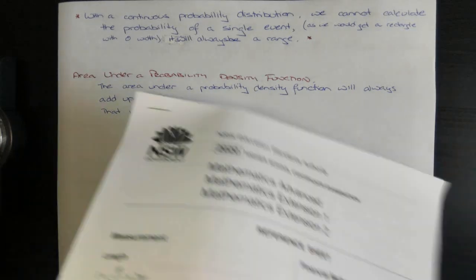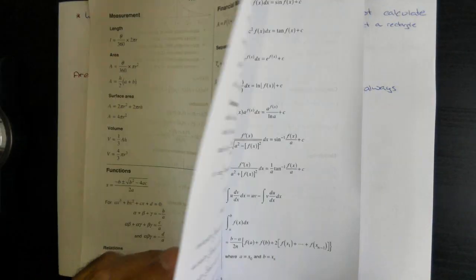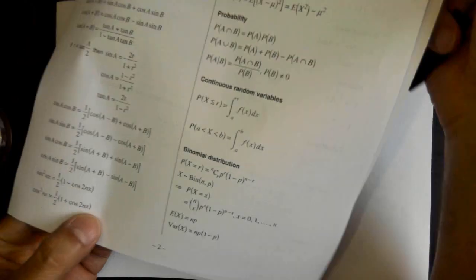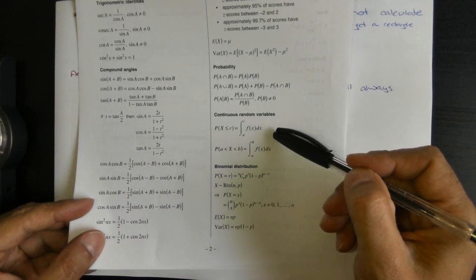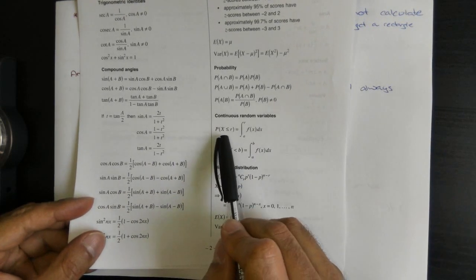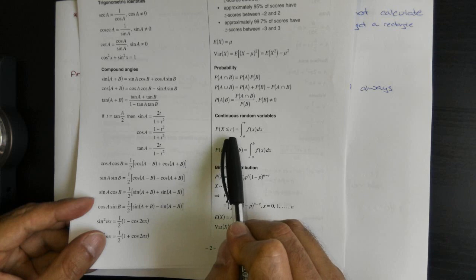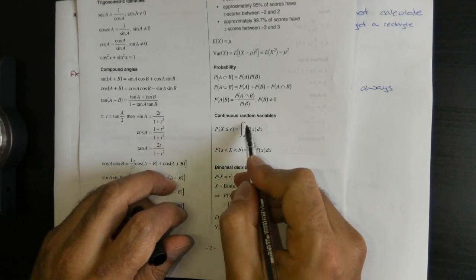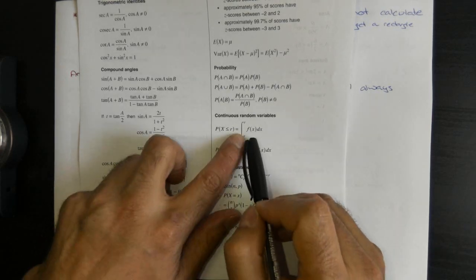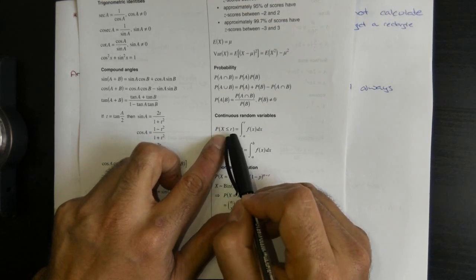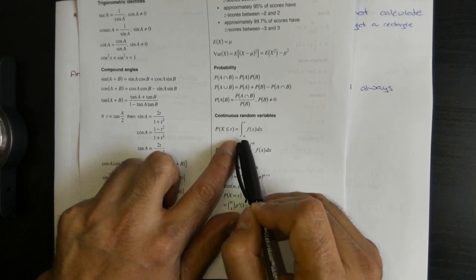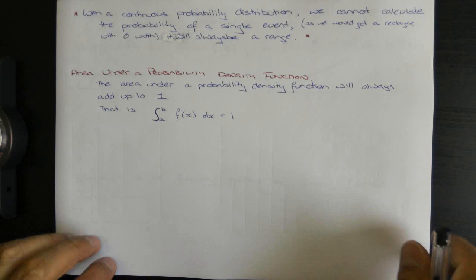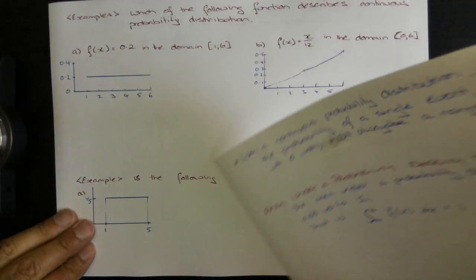Okay, and if you're looking at our formula sheet on page 2, we have this formula here. The probability of a continuous random variable taking some particular event is the integral from a to b of f of x. Okay, so let us do some examples.